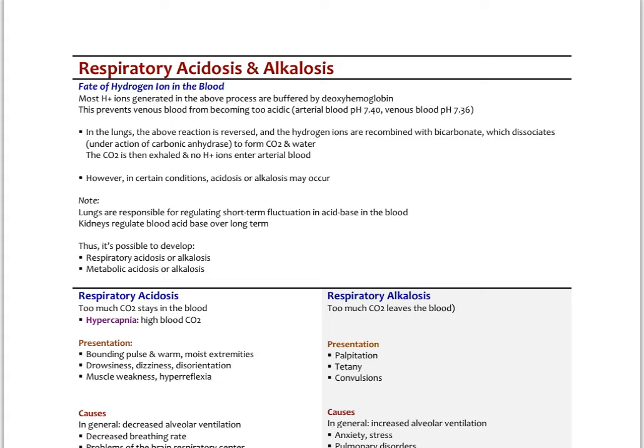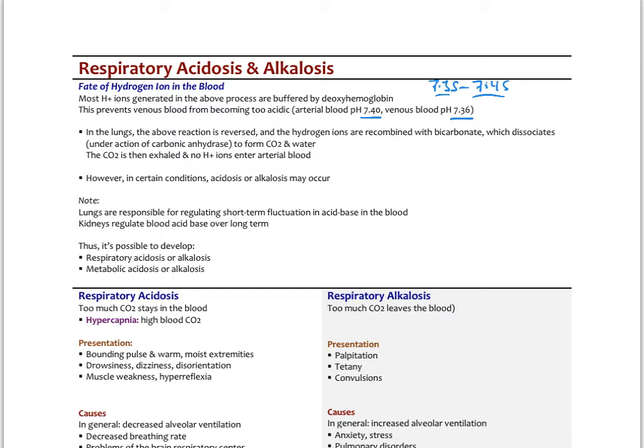Now I mentioned that most of those hydrogen ions that are generated in that process are buffered by the deoxyhemoglobin, so hemoglobin that has been dissociated from oxygen. And this prevents the venous blood from becoming too acidic. However, there is a little bit that does leak out, and that creates a little bit of acidity, but basically arterial blood is normally of a pH that's basic, so 7.40 to 7.35. So slightly different in the arterial versus venous blood. We usually say between 7.35 and 7.45 is our normal blood pH.